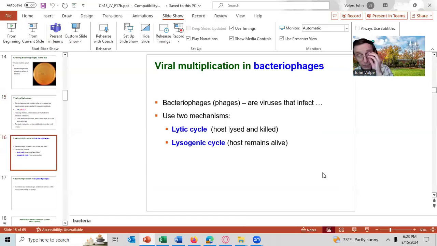Bacteriophages have two ways that viruses can replicate. Remember, a bacteriophage is simply a bacterial virus. Bacteriophages can replicate in the lytic life cycle, where the host cell is lysed and killed, and they can also replicate in the lysogenic life cycle, where the host cell remains alive as long as the virus remains in the lysogenic life cycle. Any questions about any of that?